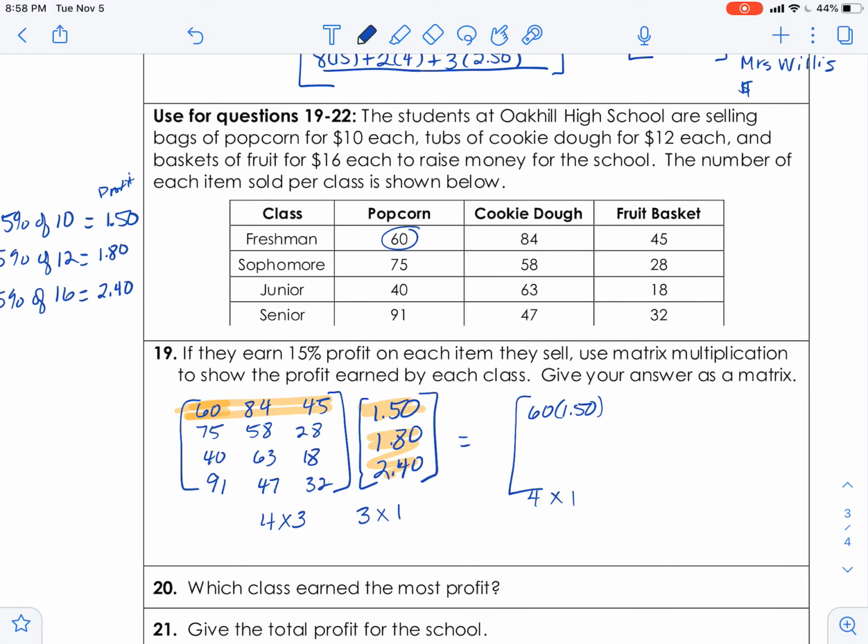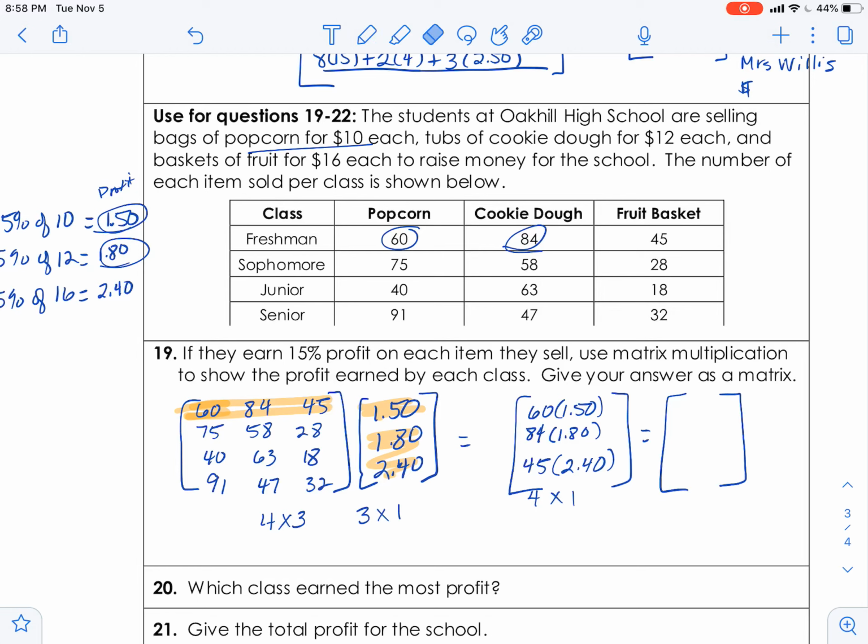So 60 was the popcorn for the freshman class, and the $1.50 was the profit for popcorn. So that looks good. And then I'm going to take 84 times $1.80. Is that good? So 84 is the cookie dough number sold, and this is the profit for cookie dough. So it looks good. And then I've got 45 times 2.40. And then that's going to give you your answer.